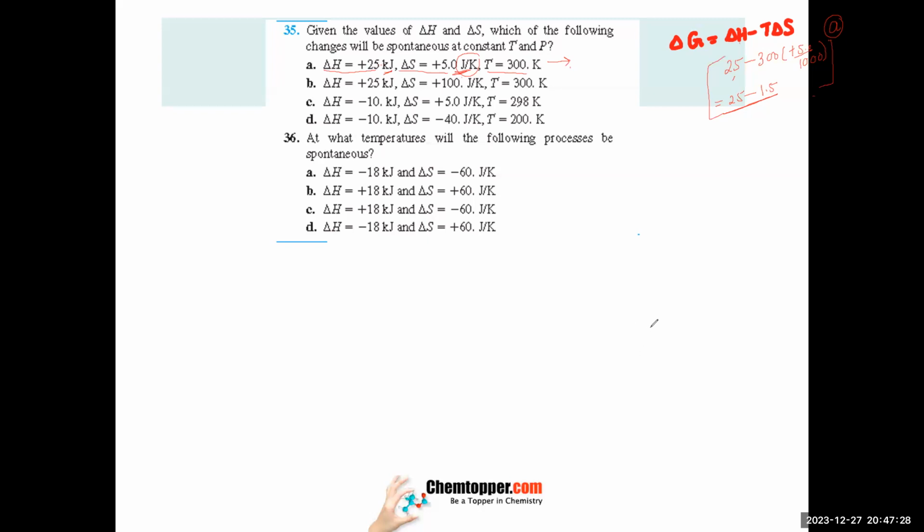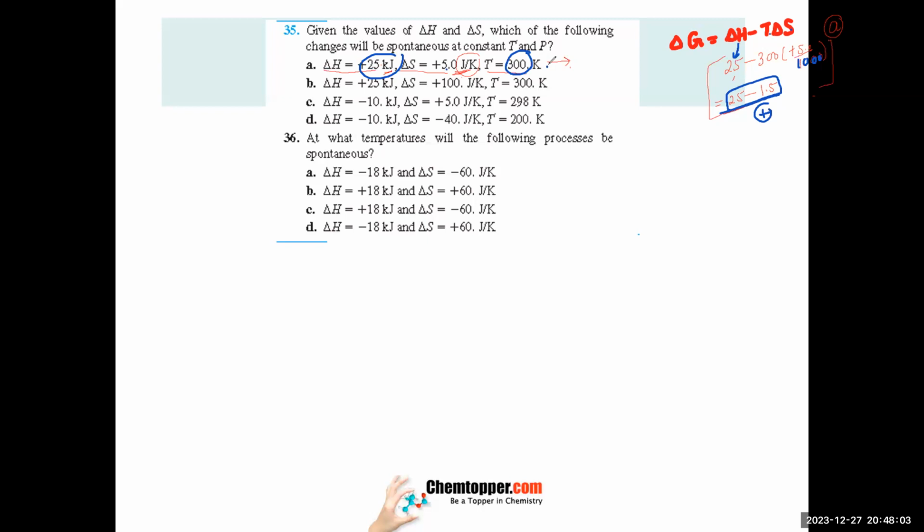I just plug in the value of delta H, this one, T, this one, delta S, this one, but I divide it by 1000. And then I multiply it and I'm getting this. I'm just asking a very simple question: is this answer positive or negative? Positive. So this process is spontaneous or non-spontaneous?